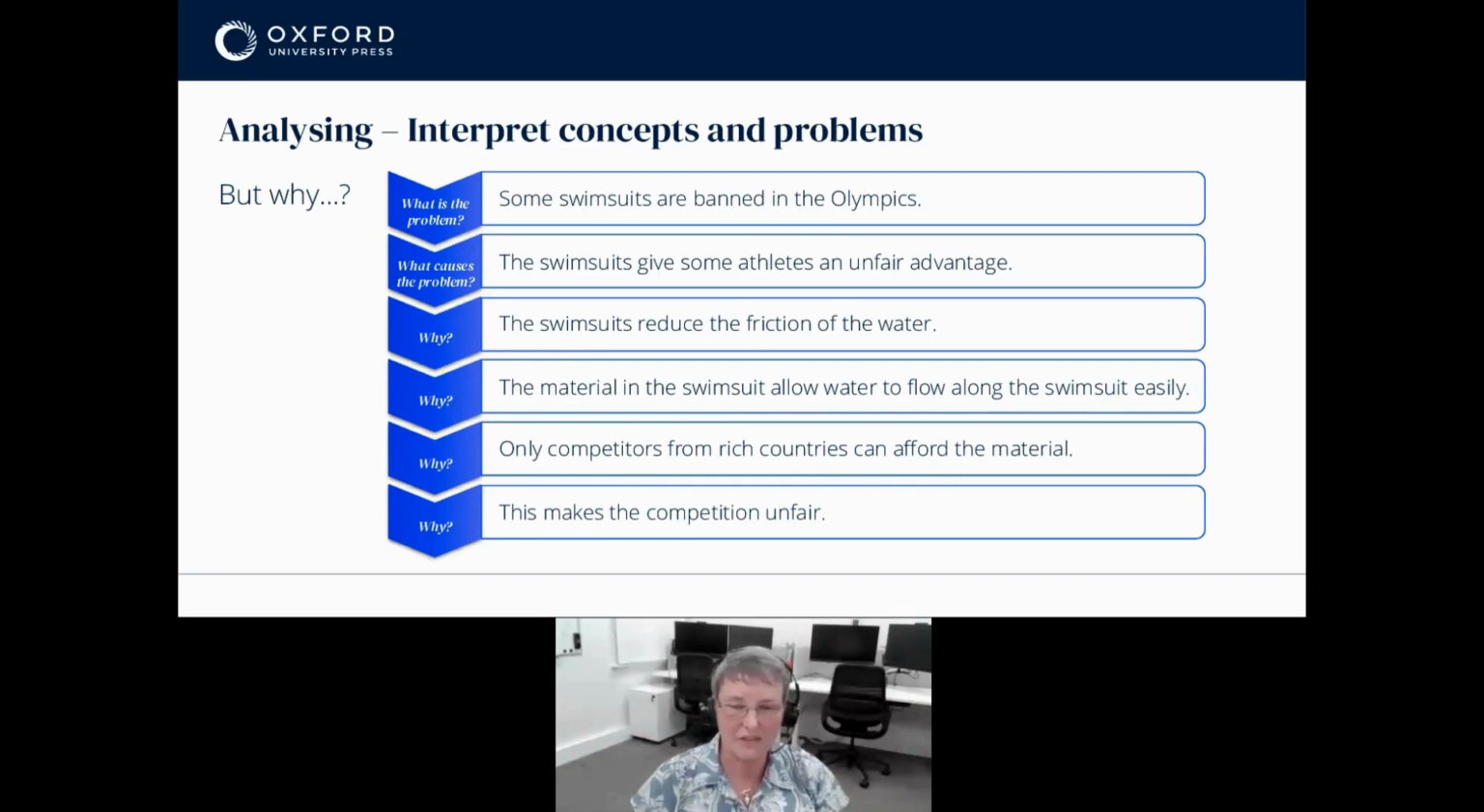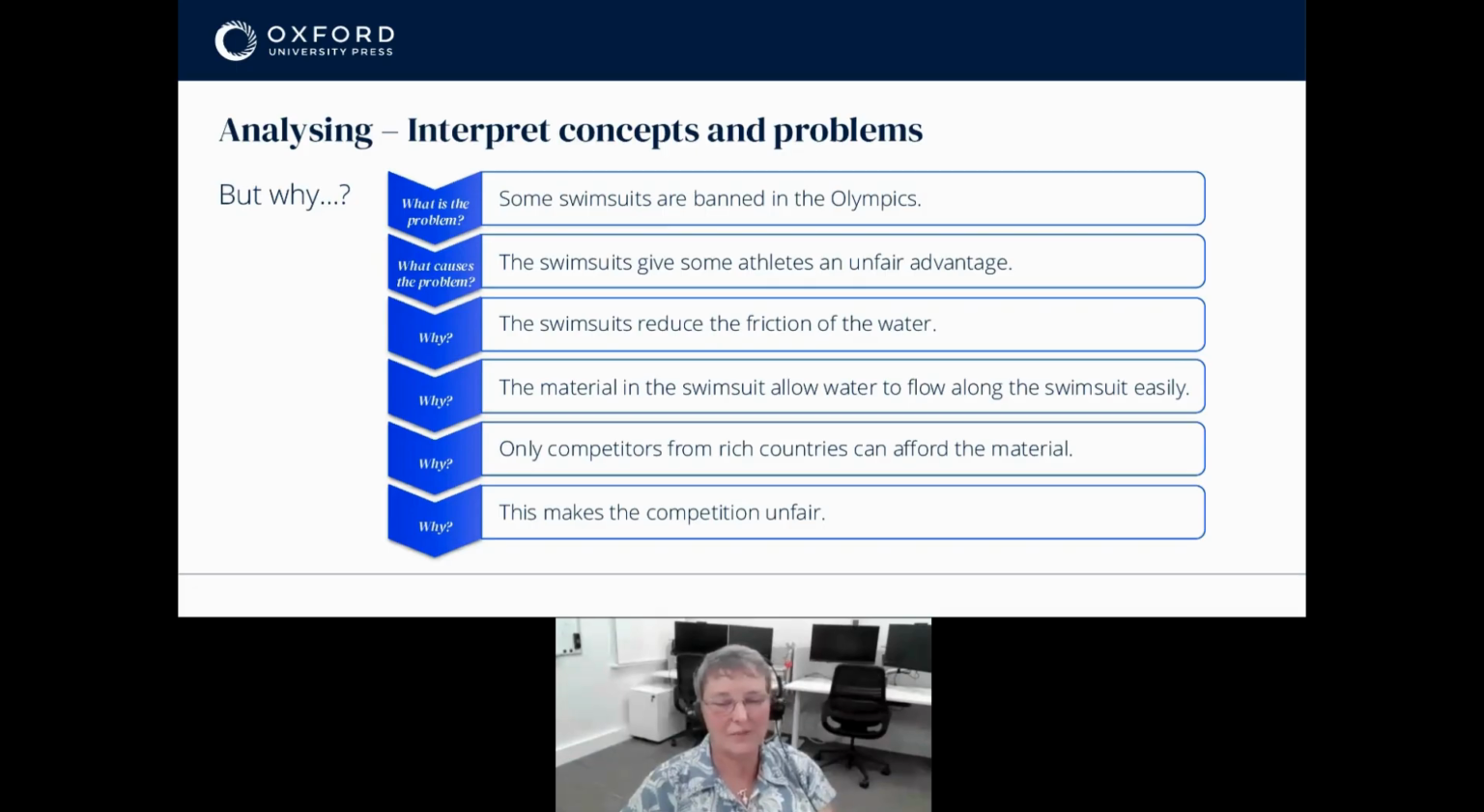And what's really useful is the students get down to, usually if you're asking this around a science concept, those core concepts, which is this third one here. The material in the swimsuit allows the water to flow more easily, so it doesn't get that turbulence as much. So try using the but why technique just to get students to explain where that evidence has come from.